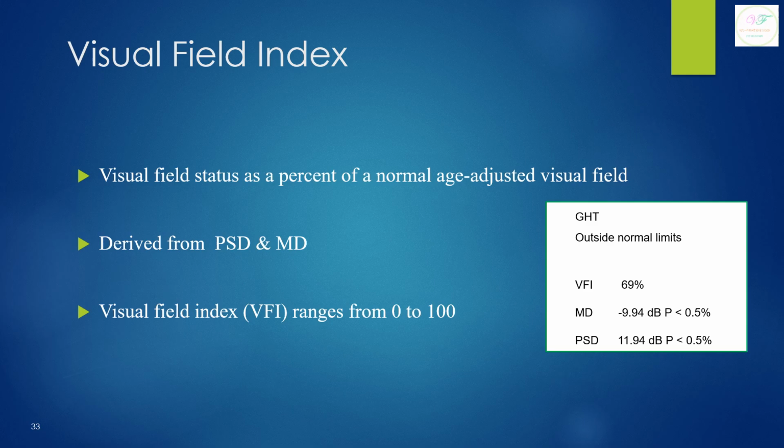Visual field index is a percentage which is derived from the pattern standard deviation and the mean deviation, and it ranges from 0 to 100%. And in this patient, the visual field index is 69%.